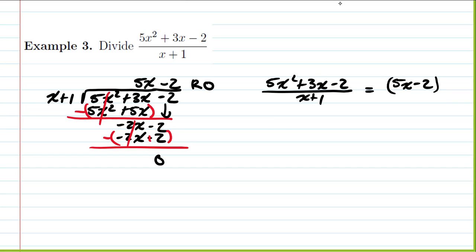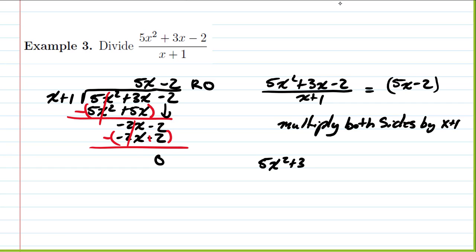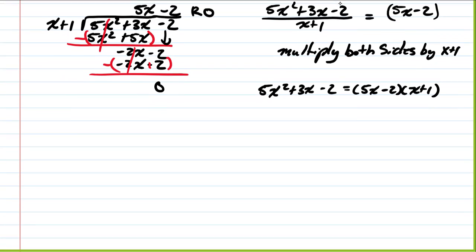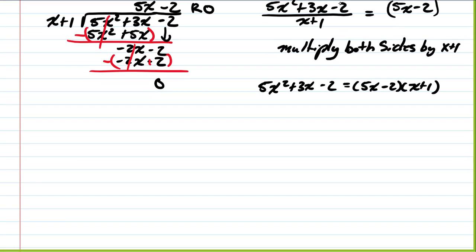Well, if I multiply both sides by x plus 1, then I would get 5x squared plus 3x minus 2 is equal to 5x minus 2 times x plus 1. This factored that polynomial. In fact, to factor polynomials of degree greater than or equal to 3, this is the general method for factorization. We find the zeros, and we have to do division.